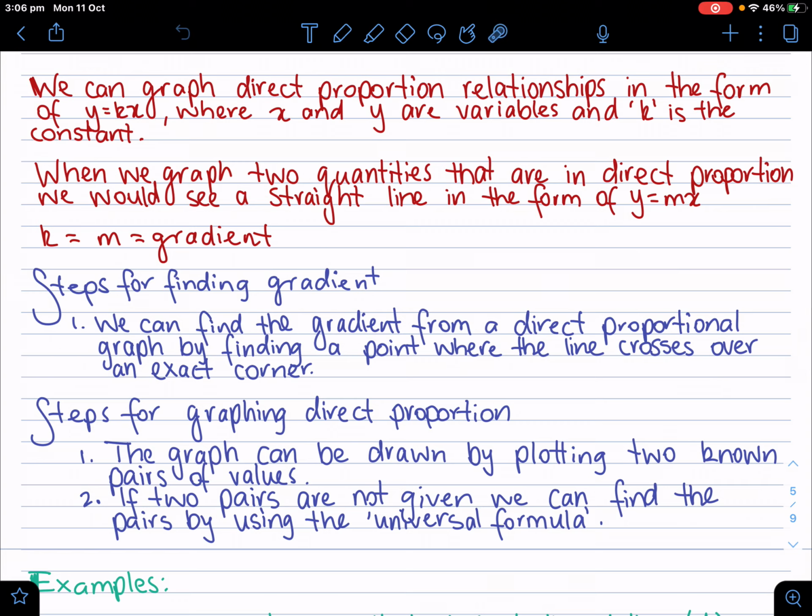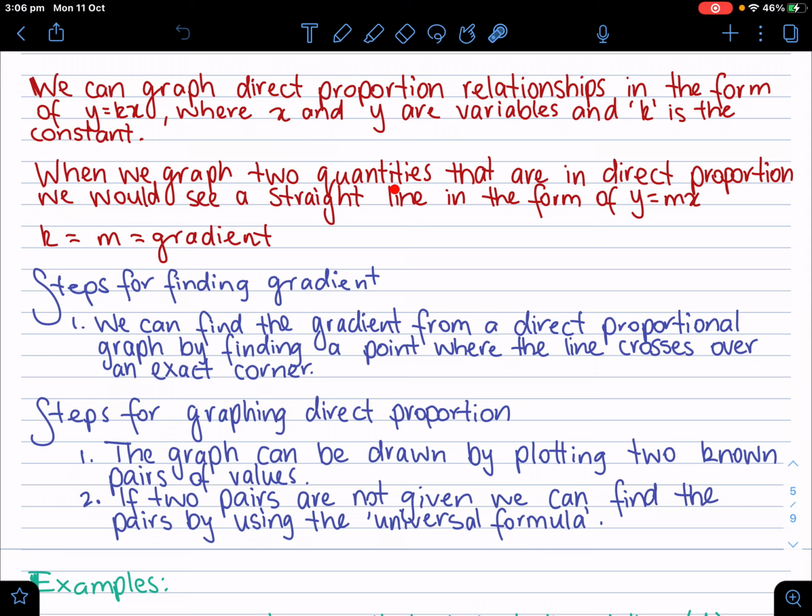So what do direct proportion graphs look like and how do we interpret them? Well, let's first get into what they are and how they work. So we can graph direct proportion relationships in the form of y equals kx, where we know k is the constant and x and y are the variables.